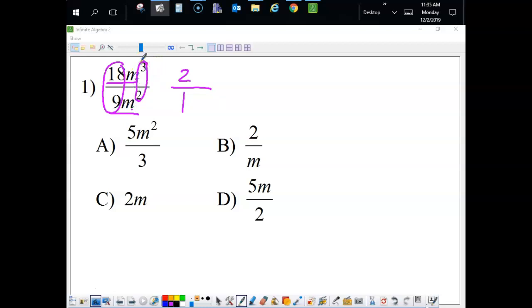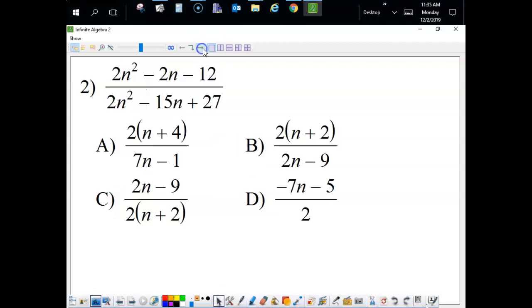3 minus 2 is 1, and you're going to put that m to the first power on the top because that's where the bigger one was to begin with. You don't really need to write the 1 if it's a power, and you also don't need a 1 on the bottom. And so our answer would be C.